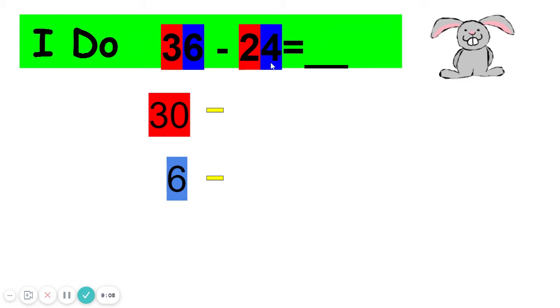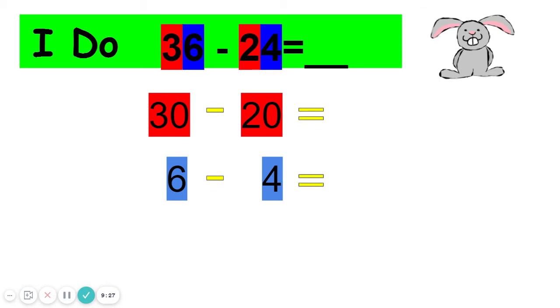And now I'm going to expand 24 to see its value. And I hear it, 24. 2 tens is worth 20. And 4 ones is 4. I simply put my equal sign. And now, boys and girls, I'm ready for step 2. Woo-hoo.